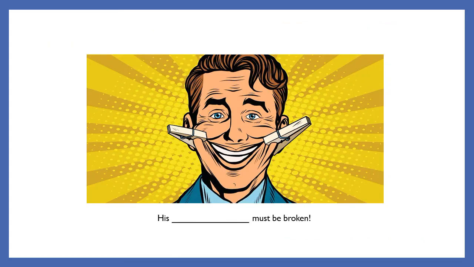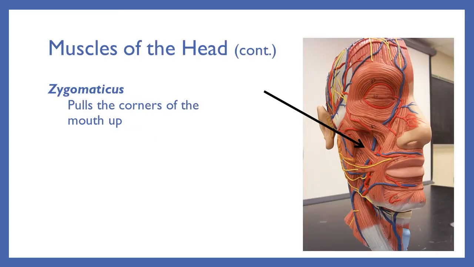Now, this guy, his face is broken, so they're having to hold it up with clothespins to keep him smiling real big. What muscle is it that helps you to smile? It's called the zygomaticus. The zygomaticus pulls up the corners of your mouth. On this model, you're able to see it crossing the cheek. When that is contracted, it just pulls up the corners of your mouth in a big smile.